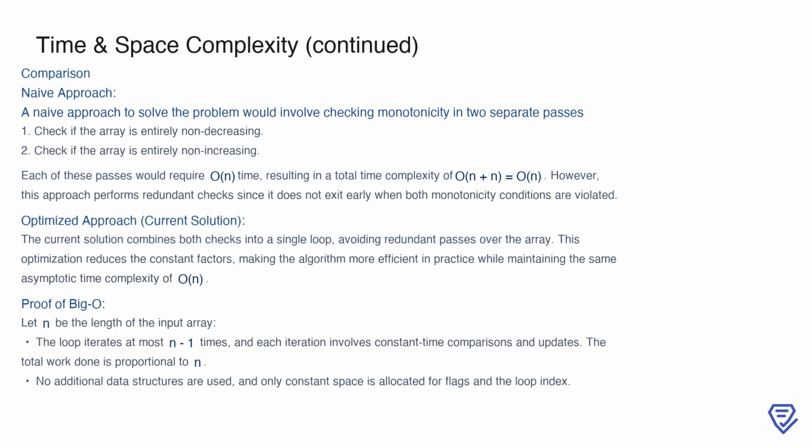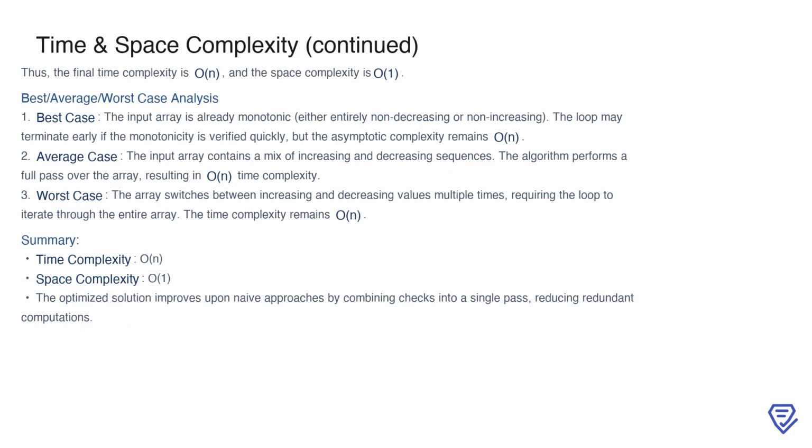To prove this big O complexity, note that the loop iterates at most n-1 times, and each iteration involves constant time operations. This makes the time complexity proportional to n. Furthermore, no additional data structures are used, and only constant space is allocated for the flags and loop index, solidifying the space complexity at O(1). Thus, the final time complexity of the solution is O(n), while the space complexity is O(1).